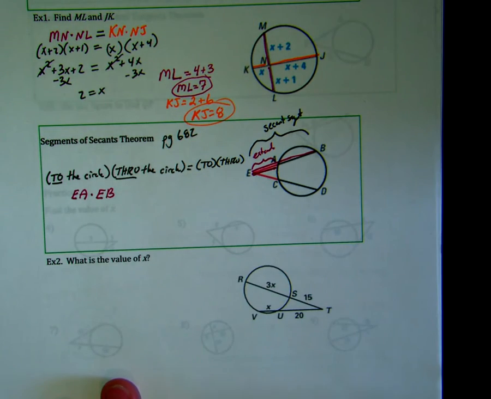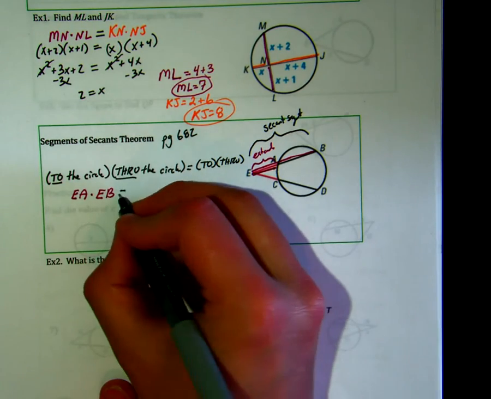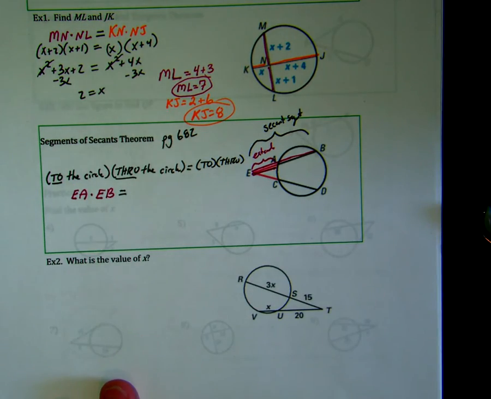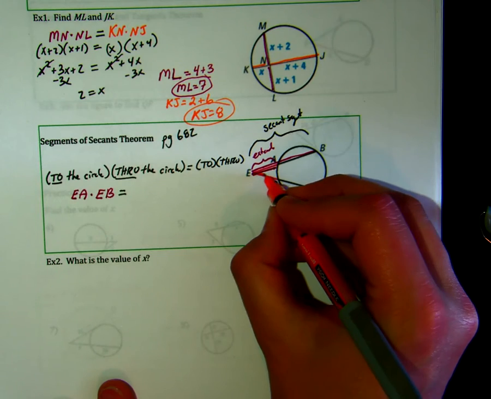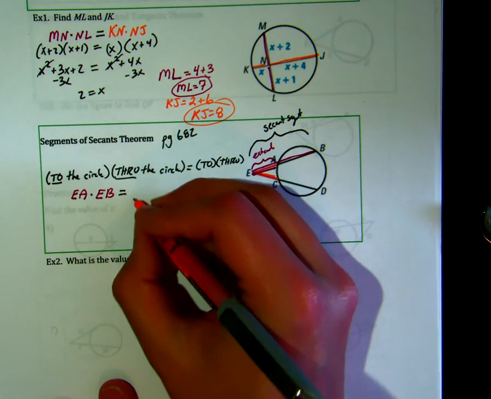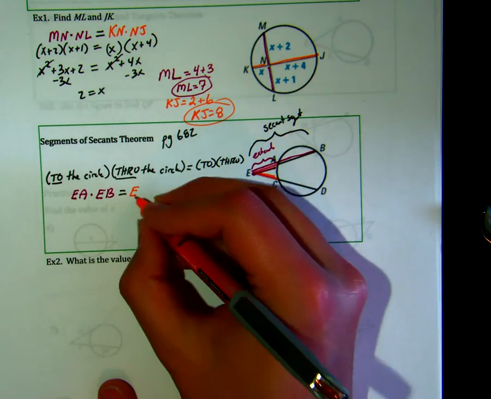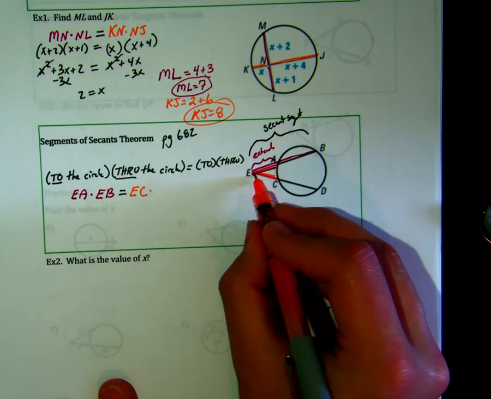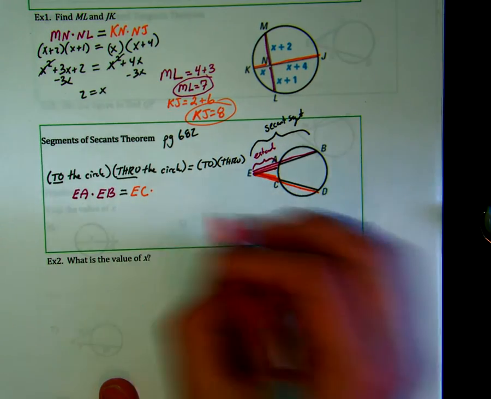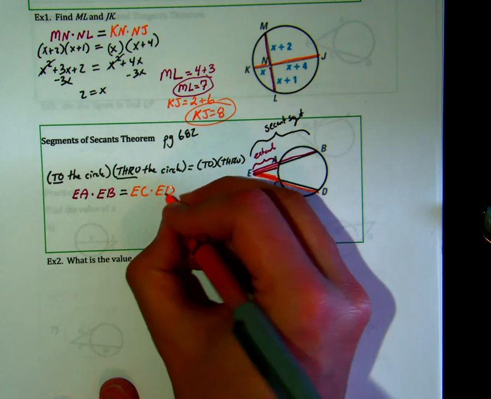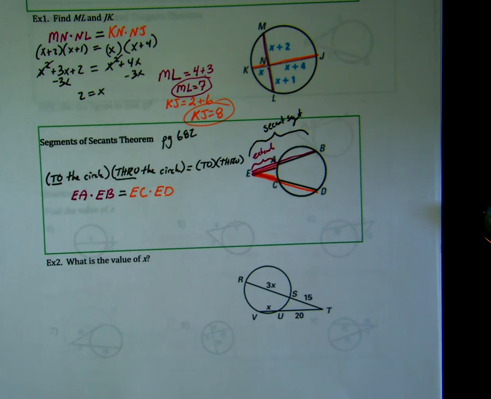Okay? And with the other secant, we have from E, the length to the circle is EC, and the length all the way through the circle is ED. Okay? So just remember this: to the circle times through the circle. All right? So to times through. And so it's very similar.